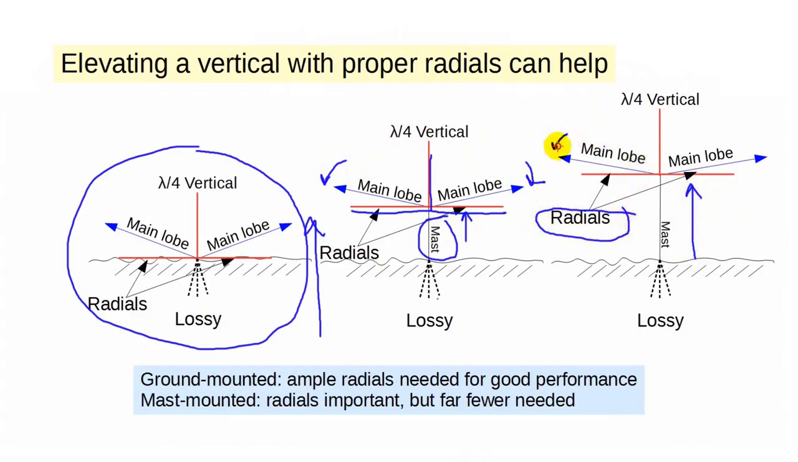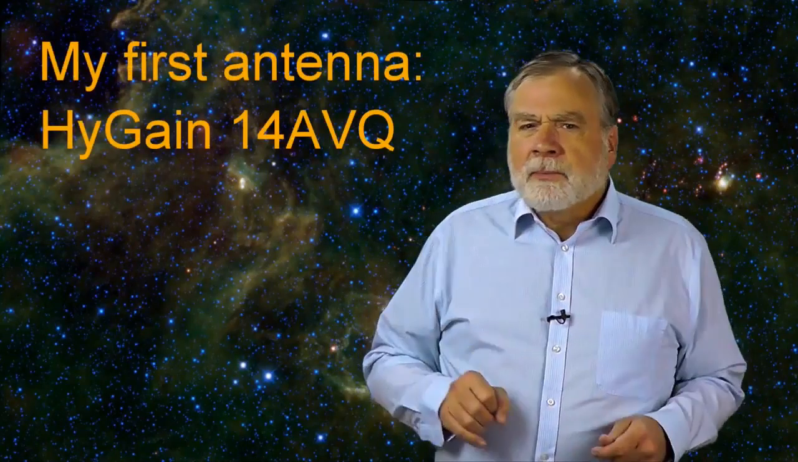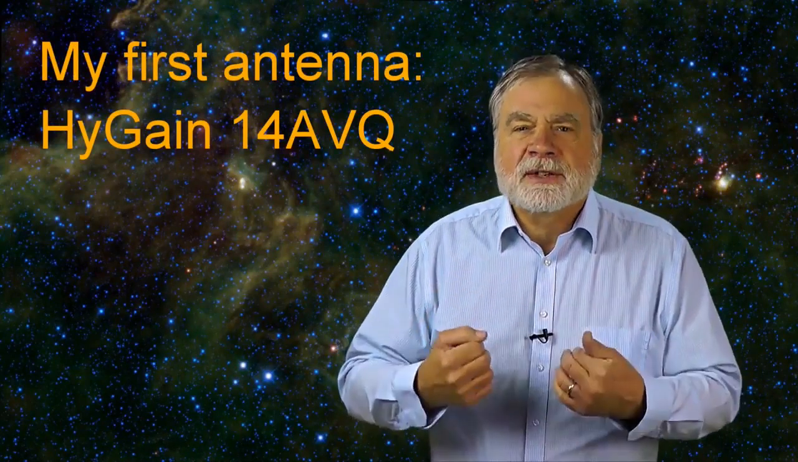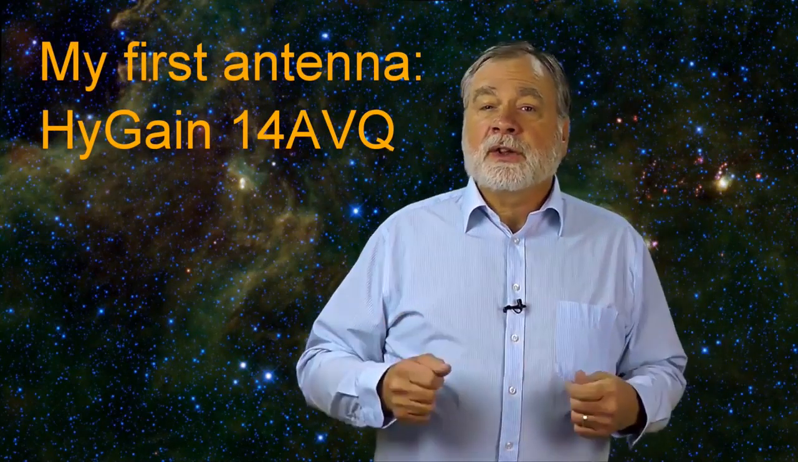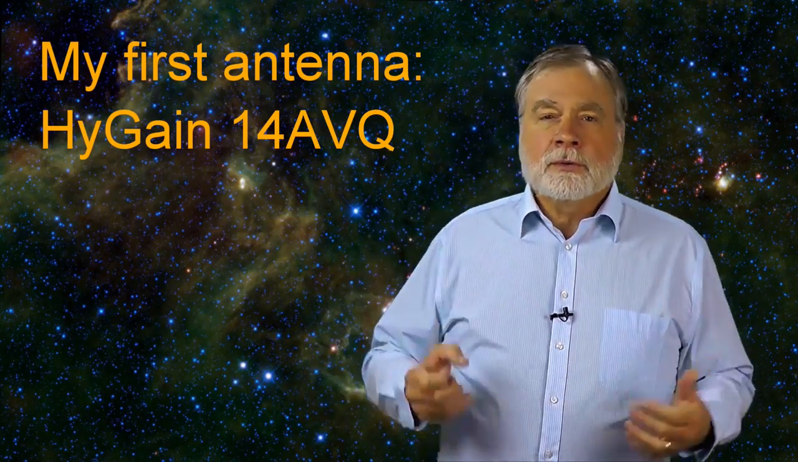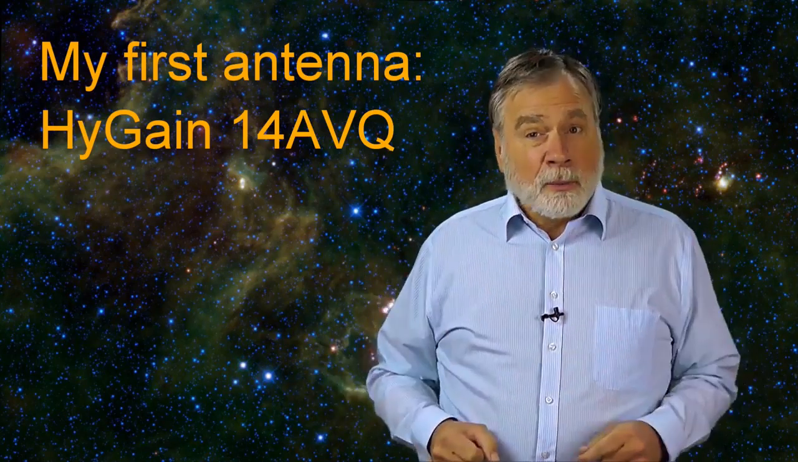If you go even higher, you can cut the number of radials to a couple that are resonant on each band. Note what has happened here. We've gone from lots of untuned radials on the ground to a few tuned ones in the air. I point out in passing that my first antenna as a novice was a chimney-mounted high-gain 14 AVQ vertical with a few tuned radials. It worked quite well.